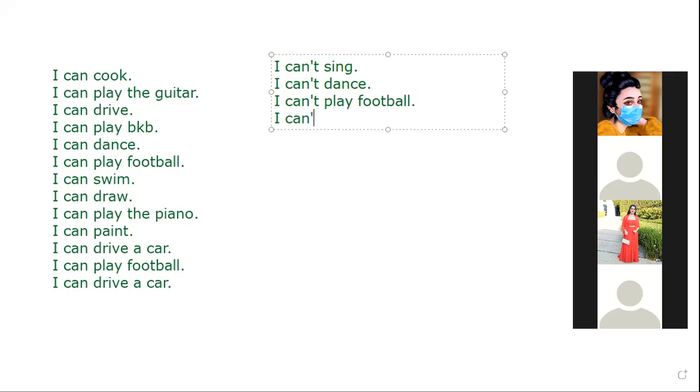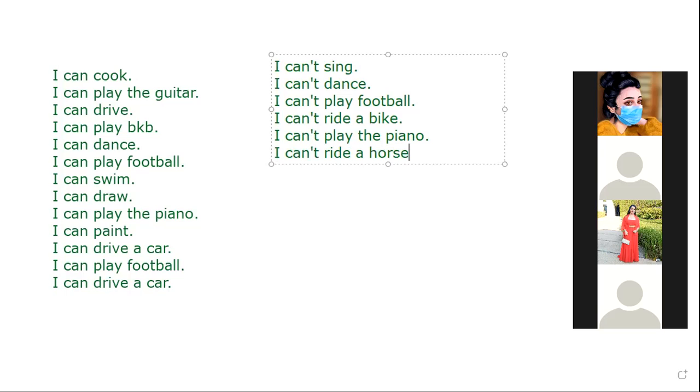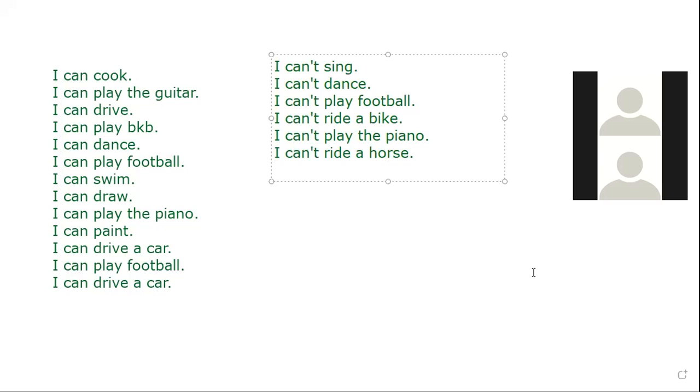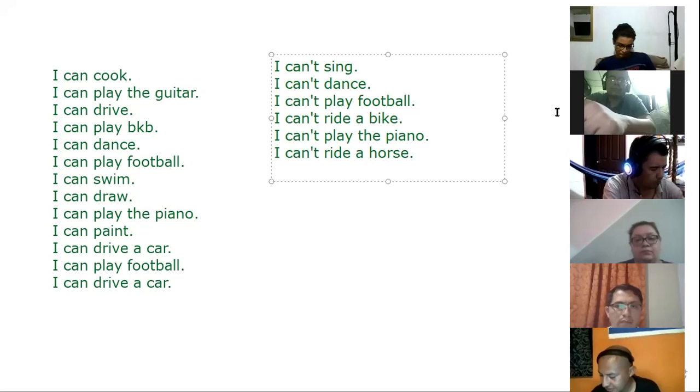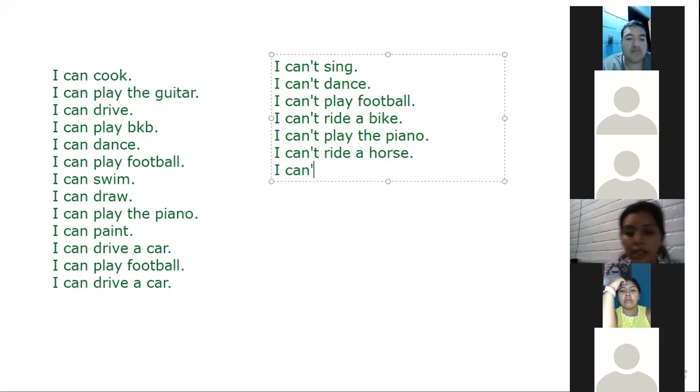I can't ride a bike. Okay, ride a bike. Thank you. Stephanie. I can't play the piano. Okay. Maria. I can't ride a horse. Okay, and the last one, veamos quiénes me hacen falta. Sé que me faltan varios. Let's see, Velázquez de León. I can't ride a motorcycle. Okay. Miguel Ángel.